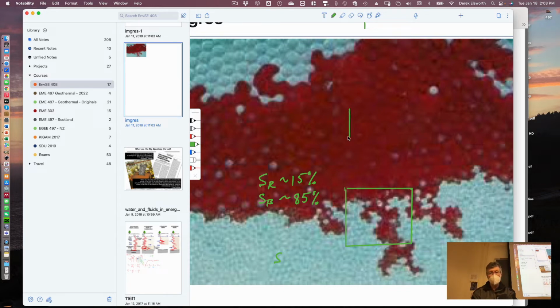Or we could take an REV that was in here. And in this particular case, the saturation of red would be, I don't know, it could be 100%, but let's assume it's not 100%. Let's say it's 95%, and the saturation of blue is therefore 5%. Again, right, because they have to sum to 100. And so we could think about this in two ways, right?